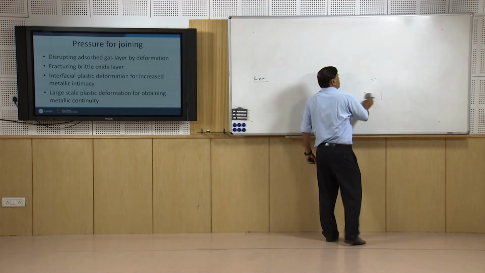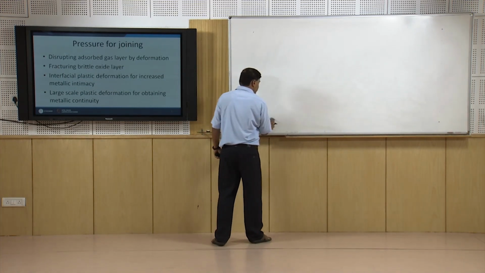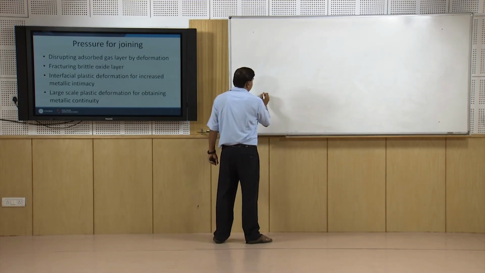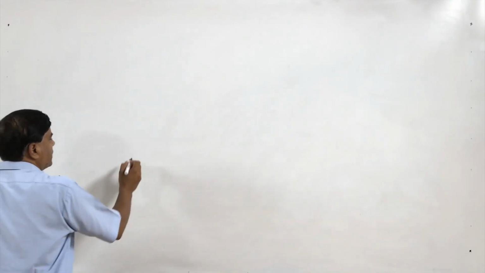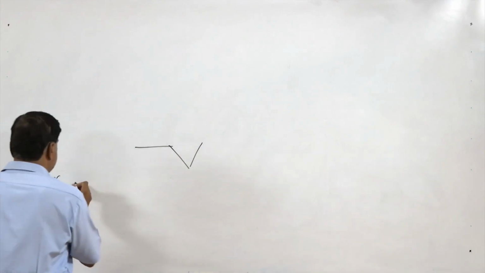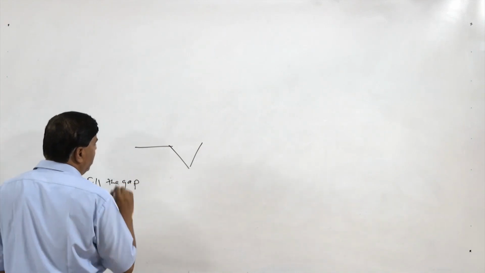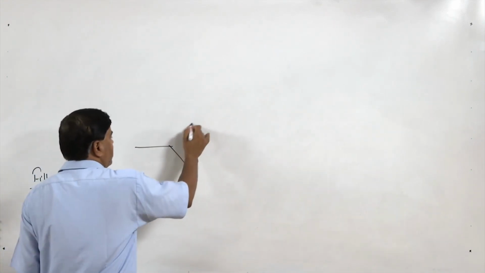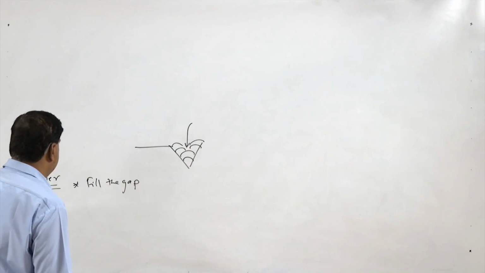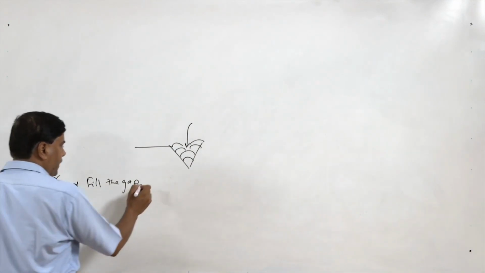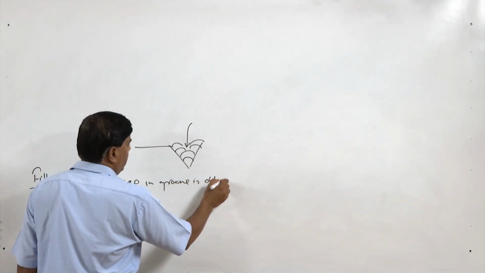So, one or more purposes can be achieved through the use of pressure in those joining processes where pressure is used as a major variable, and then use of filler. Use of filler is very important, especially in groove welding, where it is used to fill the gap. So, in all consumable welding processes, the filler plays one big role of filling the gap.